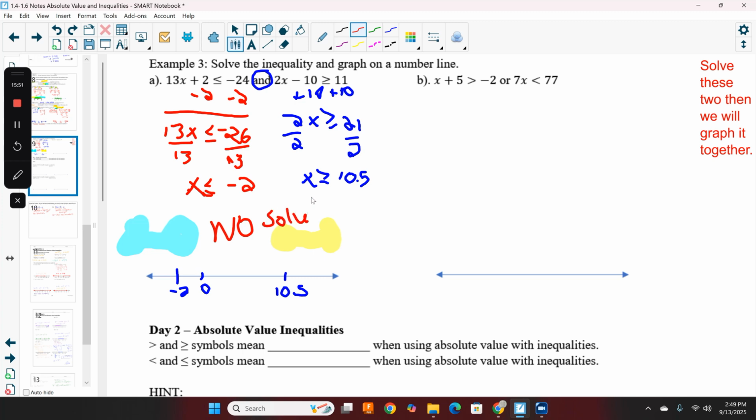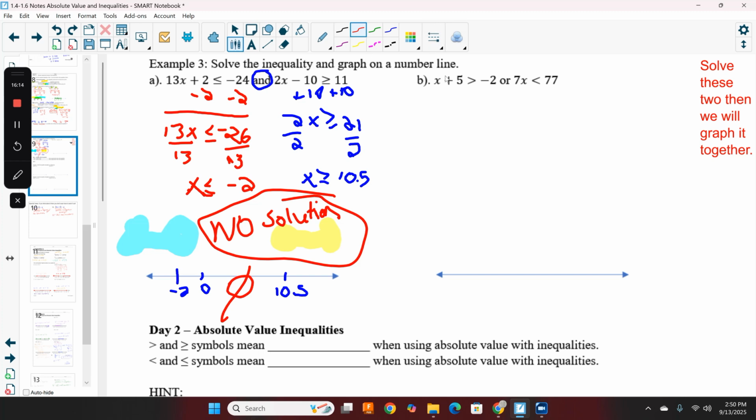If you are lazy and you don't want to write out no solution, there is a shortcut for that. You could write the empty set symbol, which is just that symbol there. Draw a circle, put a line through it. Okay. And finally, the last one. Let's do this one here.